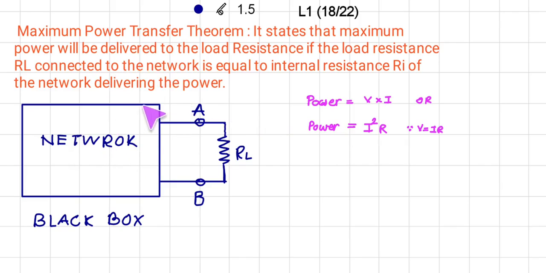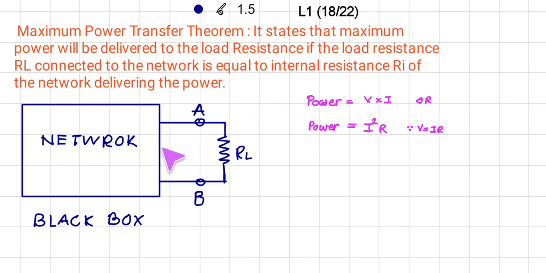See, here it is shown, there is one network, and there are two terminals across which the output of the network is taken, where RL is connected. Inside this network, there is a concept of a black box. Inside this box there can be a number of voltage sources, a number of resistances and other components. So finally this circuit is giving some voltage and current across points A and B, and that product is power.